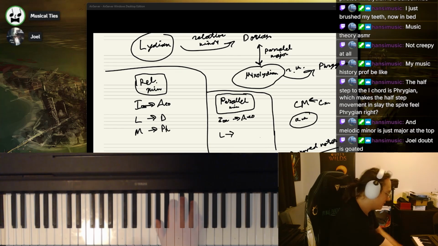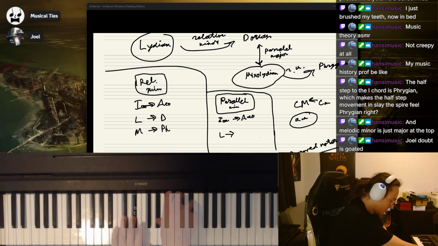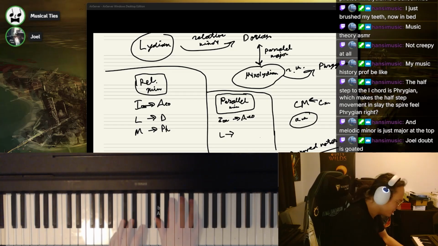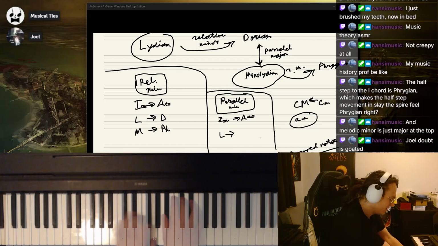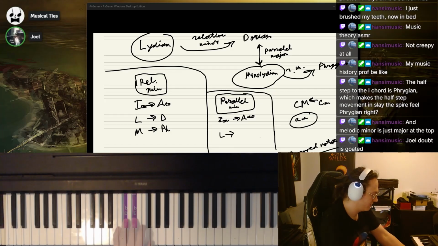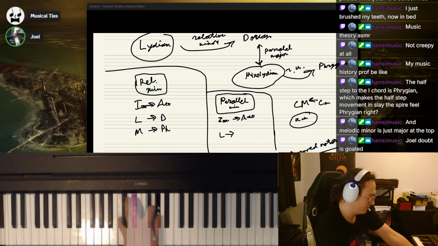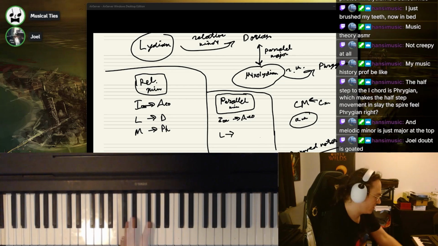So what if we start on C? It's Phrygian, is it not? Oh, no, no, we're missing the B flat. So you wouldn't flatten D. Just play a normal C minor scale. Play a C minor scale, but raise the F to an F sharp.